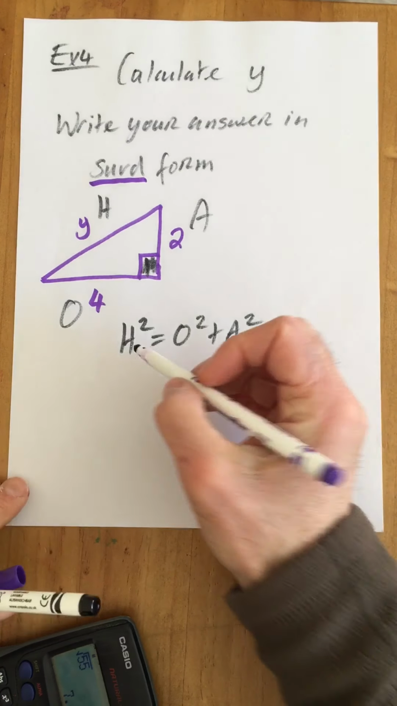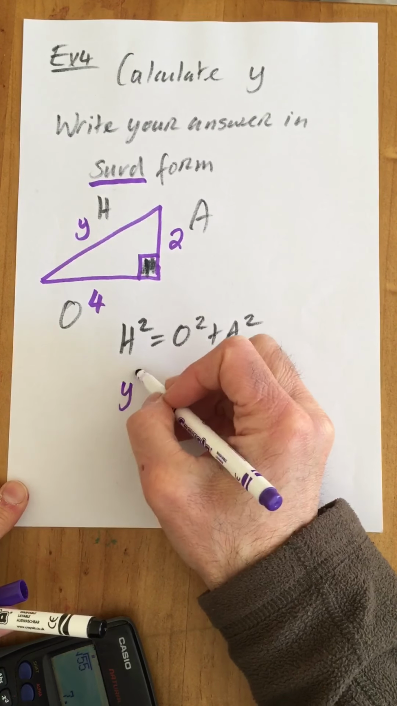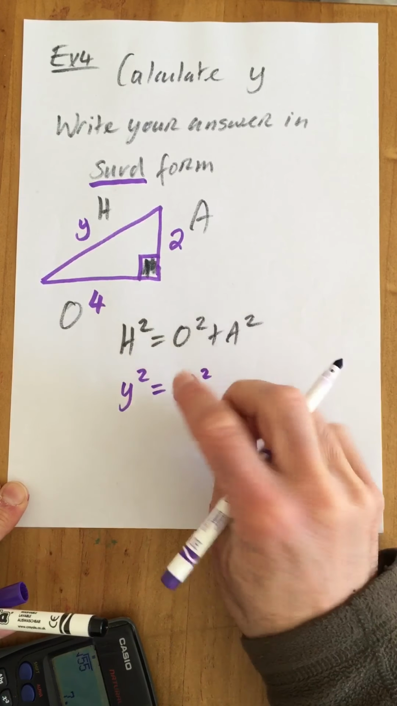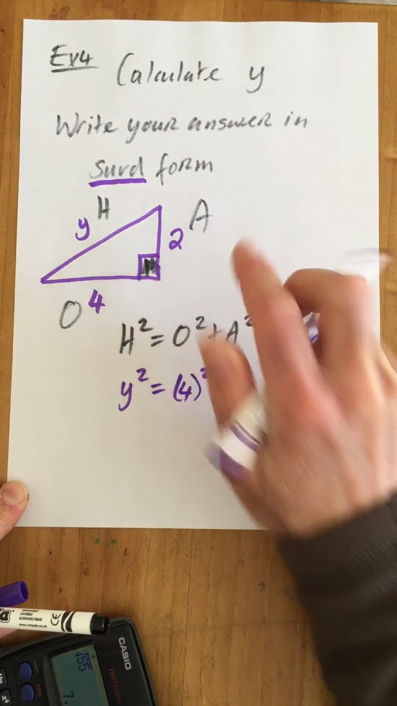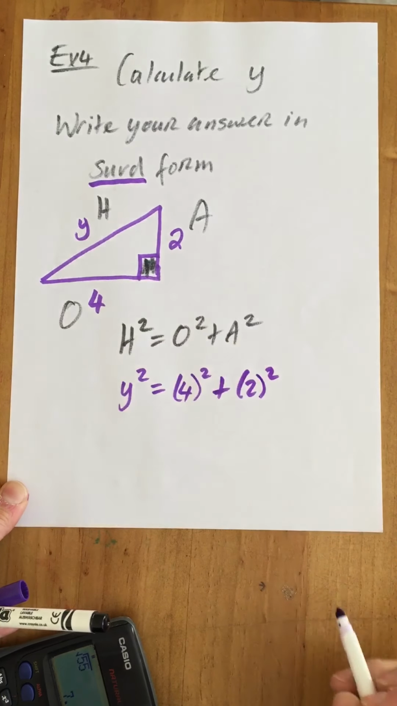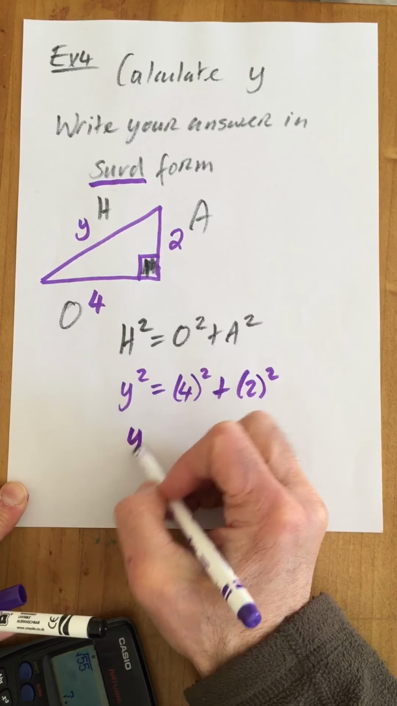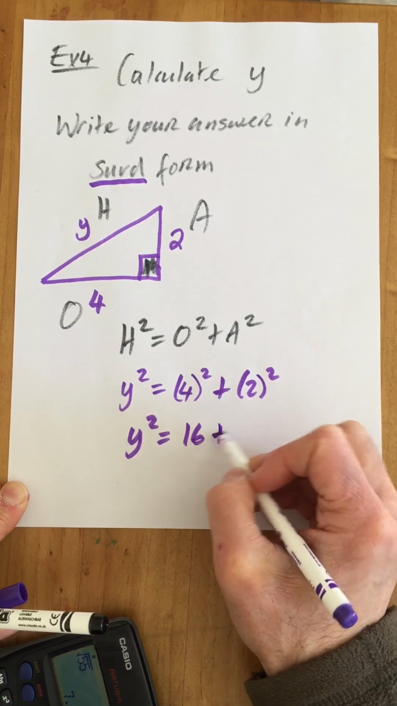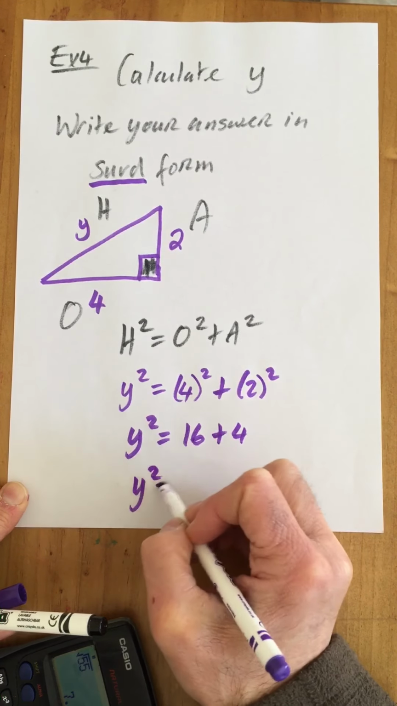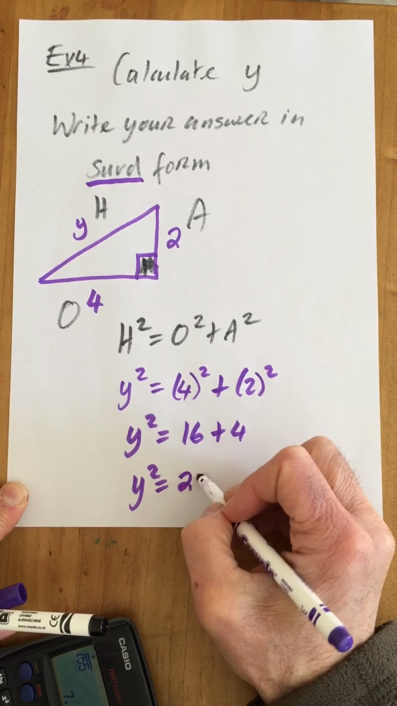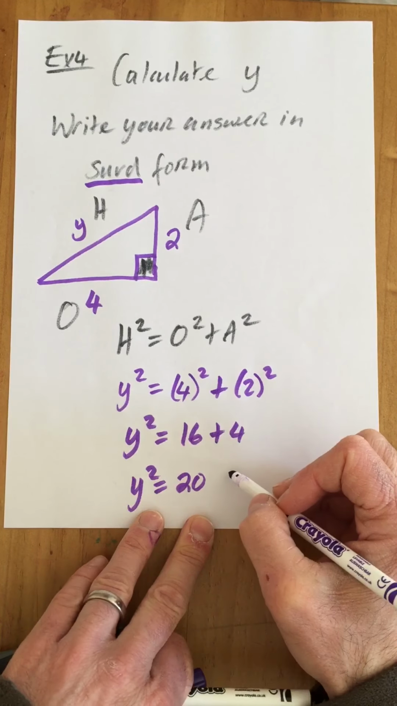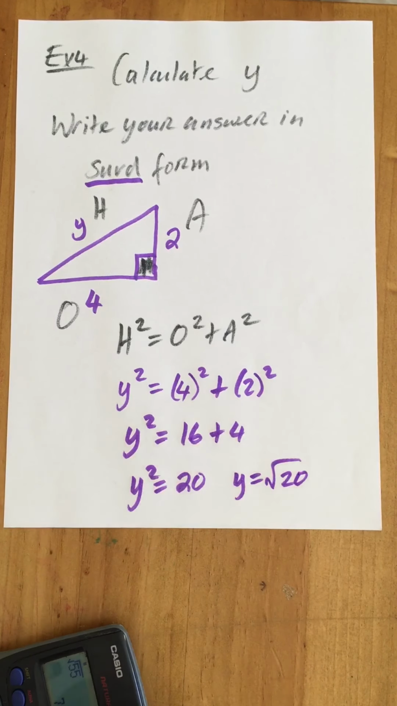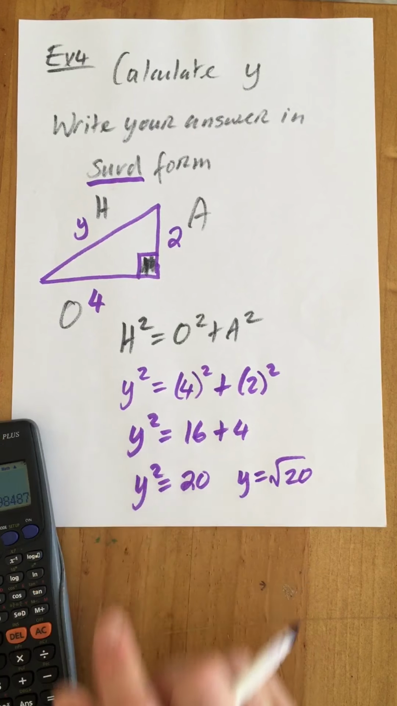We then sub in. So instead of h squared, we're going to have y squared. Instead of O squared, we're going to have 4 squared. I like to put them in brackets. Instead of A squared, we're going to have 2 squared. Okay, so next step, y squared equals 4 squared is 16 and 2 squared is 4. And then we work that out by adding 16 and 4 and we get 20. Now, last step is we don't want y squared, we want y. So y is going to be the square root of 20, because the opposite of squaring in maths is square rooting.